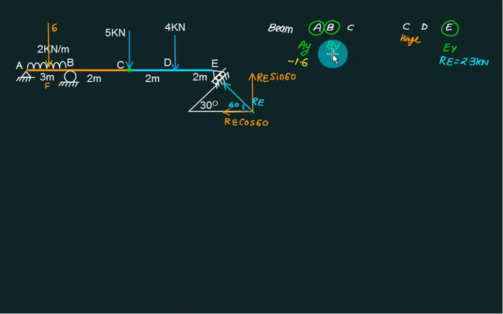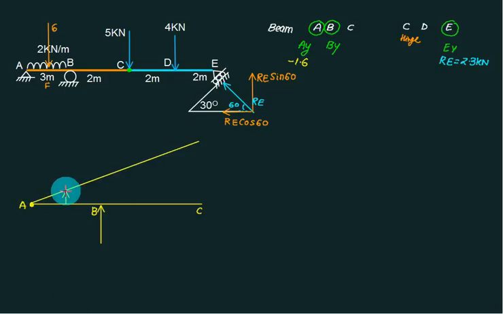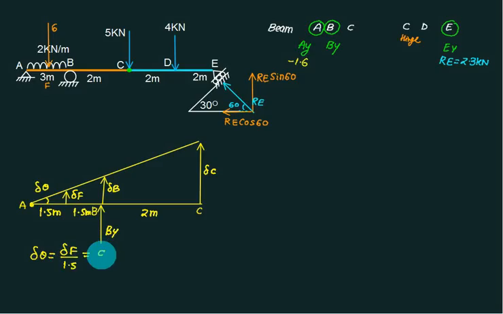Alright, to find By, consider the entire beam. When you have to find out By, rotation is permitted about A. So rotate this. Since your support is at one end, your entire beam will go upward. So this point is del F, del B, and this one is del C. Let's call this del theta. So what is del theta? Del F divided by 1.5, del B divided by 3, del C divided by 5. You draw first by dotted line.